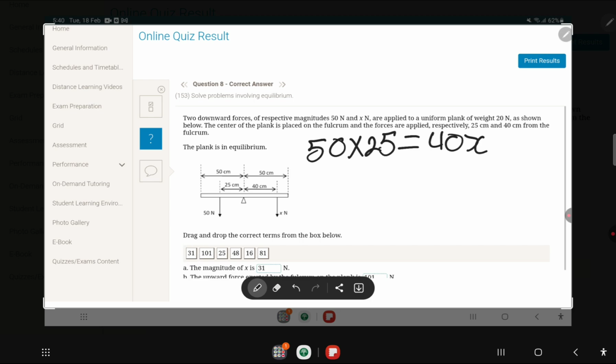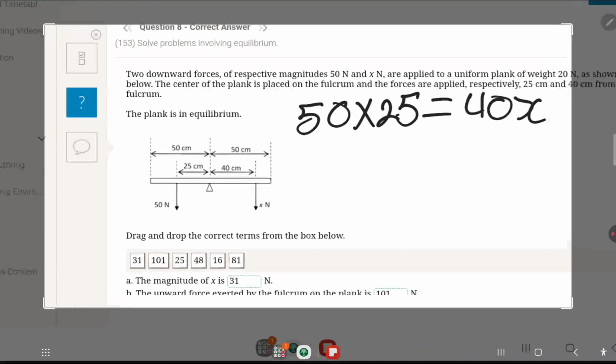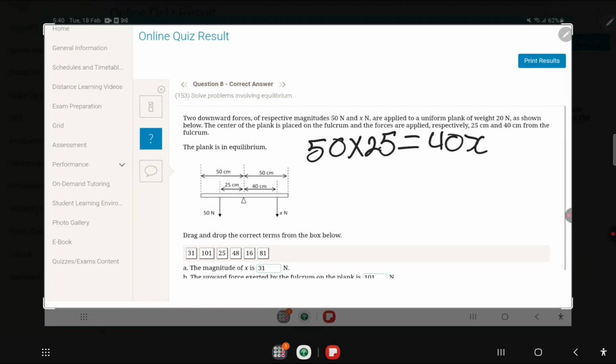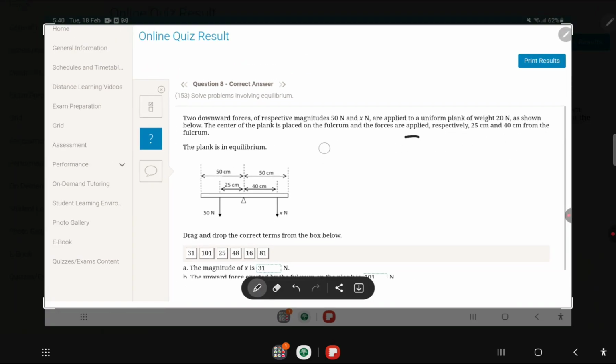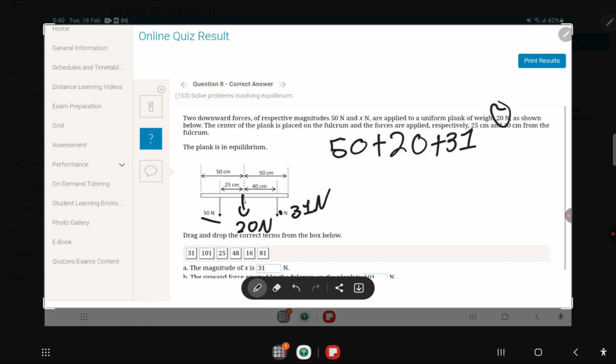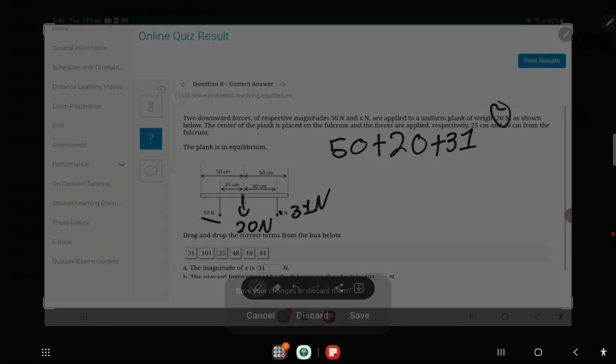Okay, and they ask for the upward force exerted over here, but it does not show. The upward force is basically all the forces added up. Here x is 31, here is 50, and the weight is 20. So you do, wait, let me just draw it, 20 newtons. So you do 50 plus 20 plus 31. That's it. On to the next.